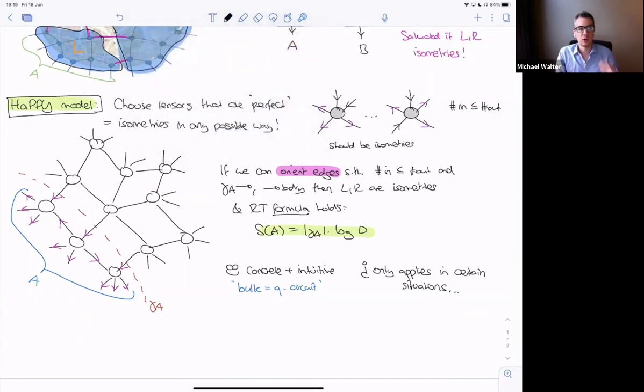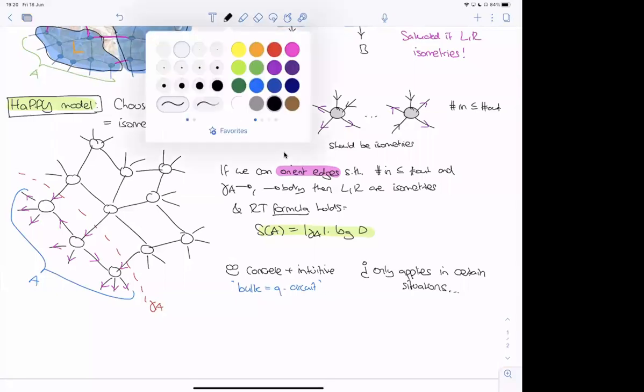Now I want to discuss another model, which is maybe less concrete in a way, but it's amenable to different techniques and applies a bit more generally. That's something we cooked up a little later, and it's based on random tensors. But maybe before that, I just want to ask if there are any questions about the happy model, how it works, why it works.